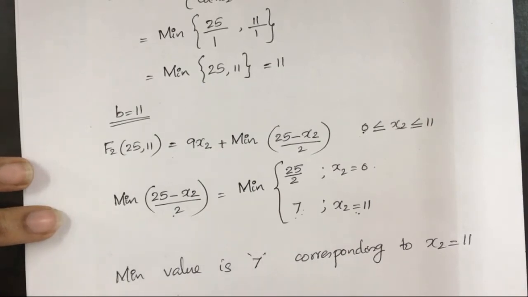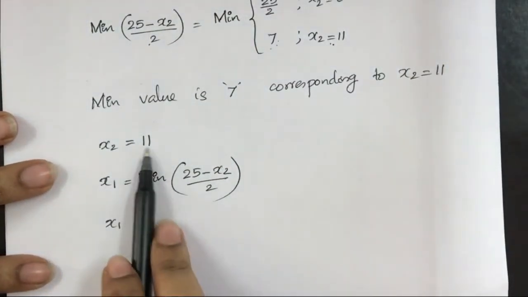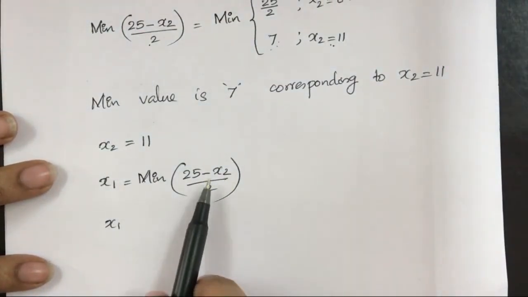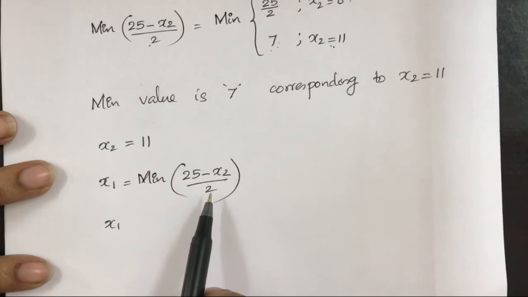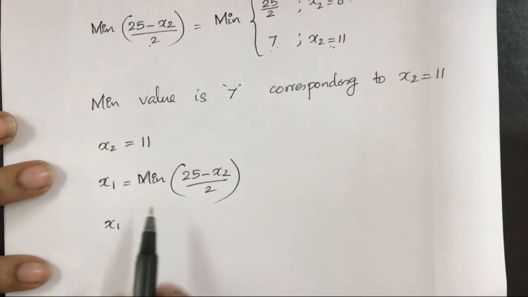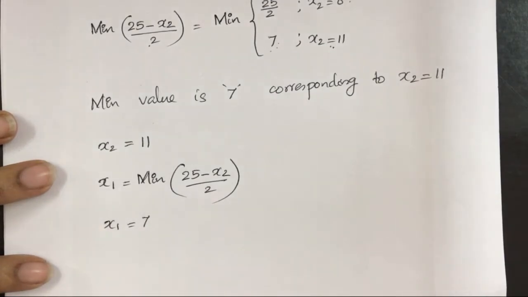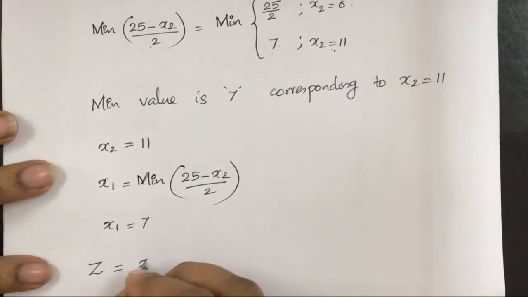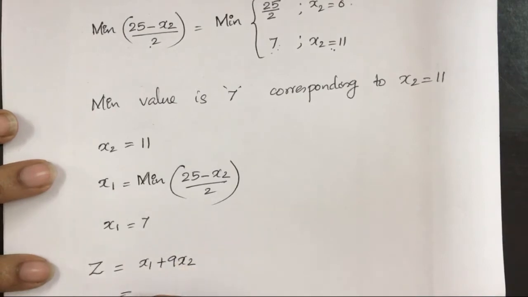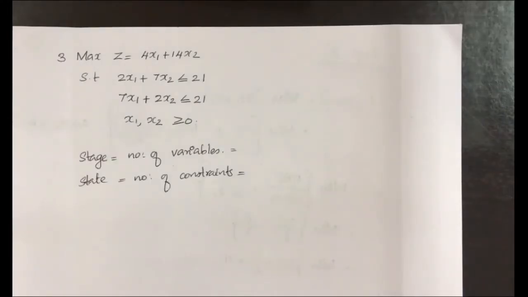Substitute here the value of x2 as 11. We will get the value of x1: 25 minus x2 by 2, that is 25 minus 11 by 2, 14 by 2, that is x1 equal to 7. So we will get x1 as 7 and x2 as 11. Then what is z? z equal to x1 plus 9x2, that is 106. We can look at one more problem.